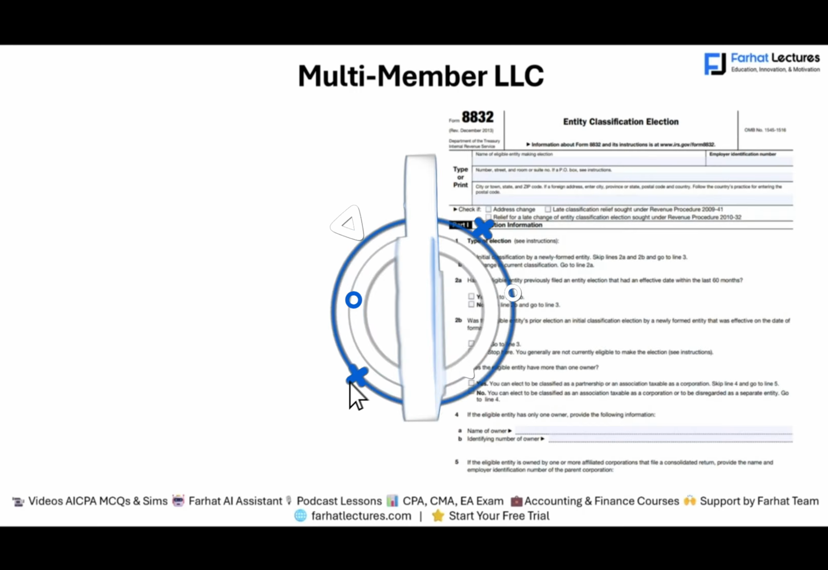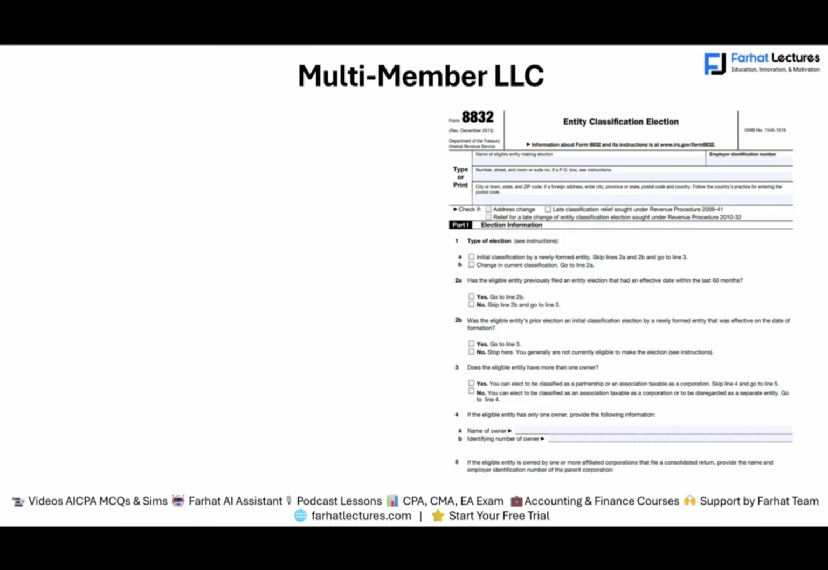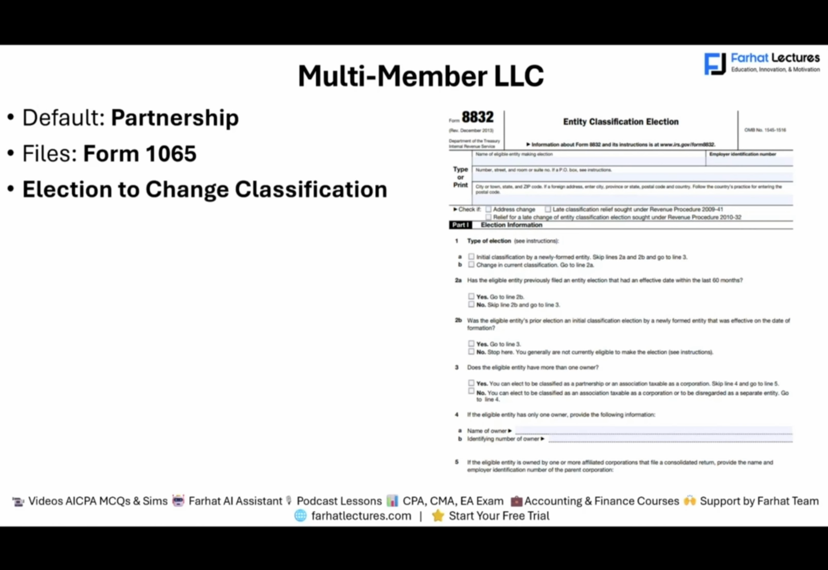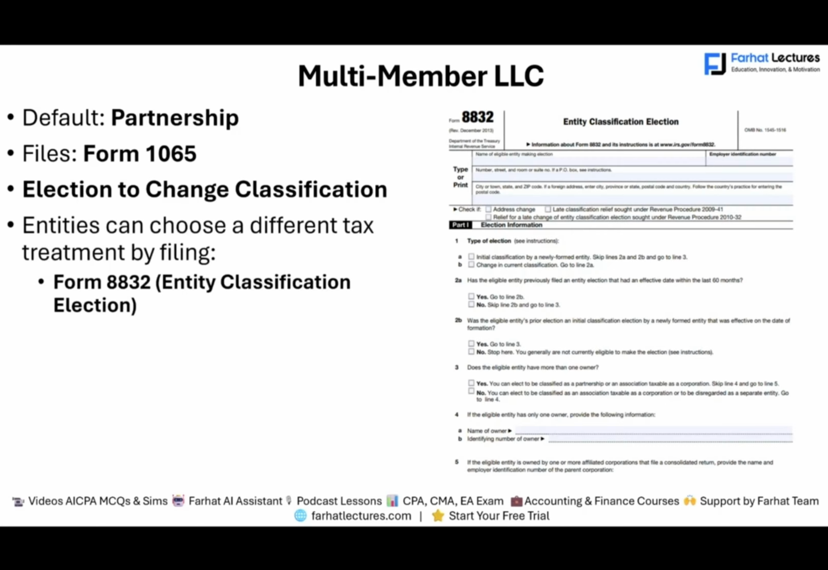How about if you're a multi-member LLC, MMLLC, multi-member limited liability company? How about if you don't choose anything? If you just file, you get your LLC, and you don't make an election for how you want to be taxed, you'll be taxed as a partnership. You file Form 1065, and you have to make an election to change this classification. So can you change your classification? Yes. Entities can choose a different tax treatment. What do you do? You file Form 8832, entity classification election, and this is the form here.